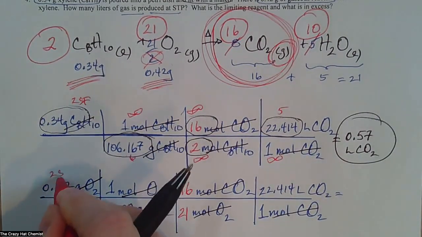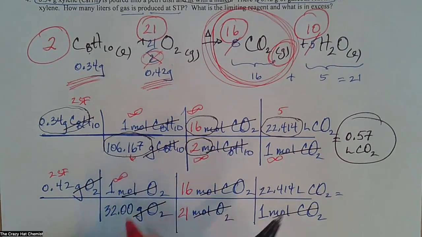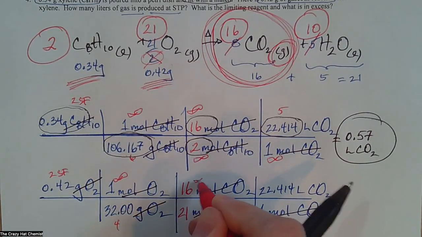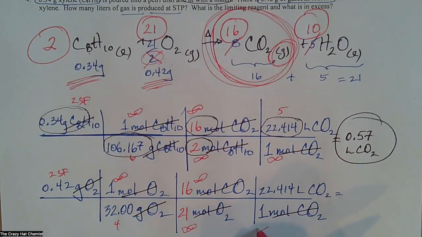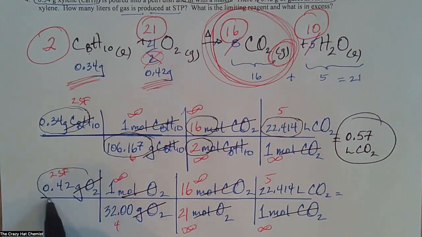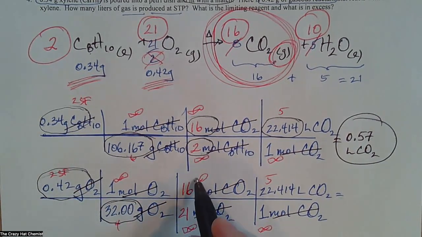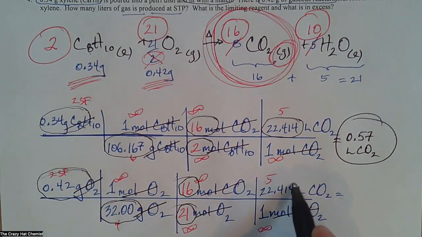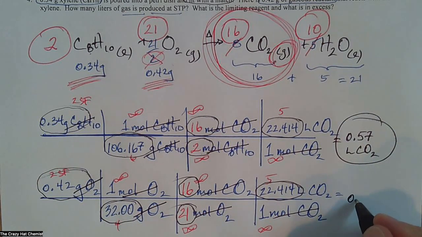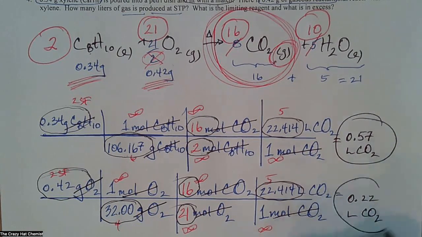I have 2 significant figures here, infinite number of significant figures, 4 significant figures, infinite, infinite, infinite, and 5. I'm going to plug into my calculator 0.42 divided by 32 times 16 divided by 21 times 22.414. I'm going to round that number to 2 significant figures. That's 0.22 liters of CO2.